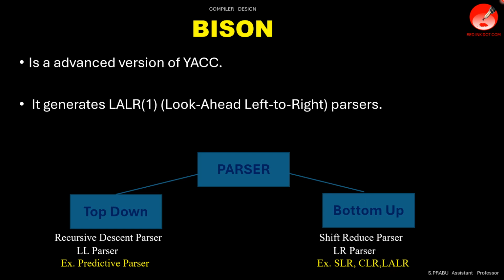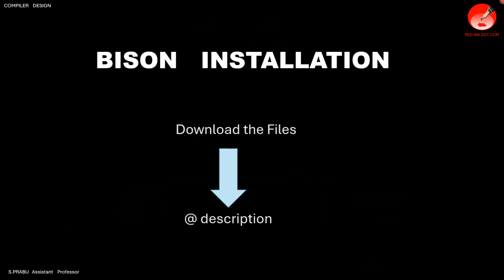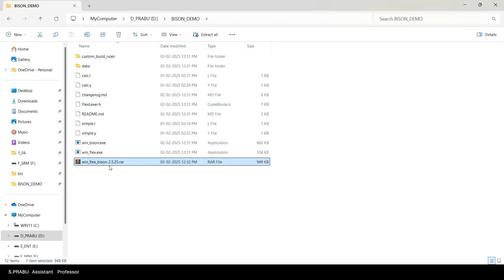Now let's look at the installation of BISON and see a sample program execution. You can download the files linked in the description of this video. After downloading, extract the files to any location. Here, I have extracted them to this location. The files to be executed are stored in the same location. Here, I have created and stored the simple.l and simple.y in the same directory.